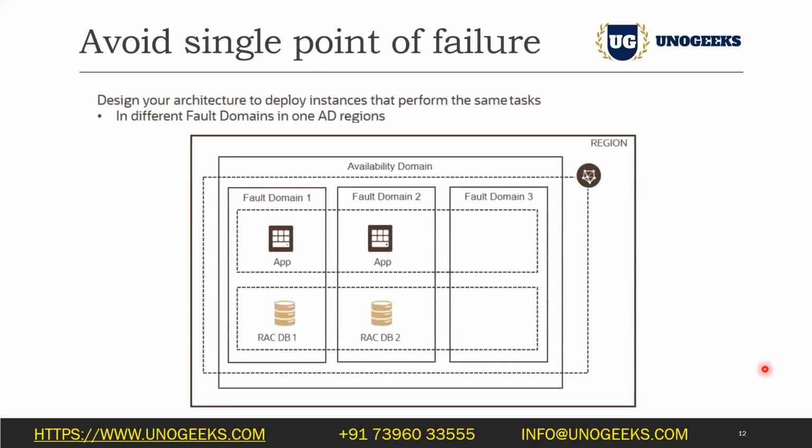In case you have a single availability domain in that particular region, instead of having a DR there, you make sure that you place your database in two different fault domains. You create a RAC database, with one node in one fault domain and the other node in a different fault domain. The same goes for the application server also. So if one complete FD goes down, you will still have your services up and running from the second FD, where your application and database will be up and running.